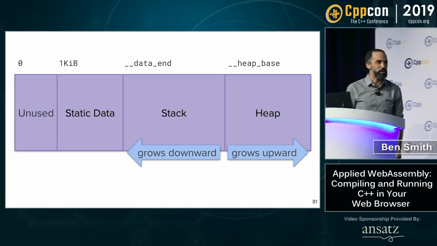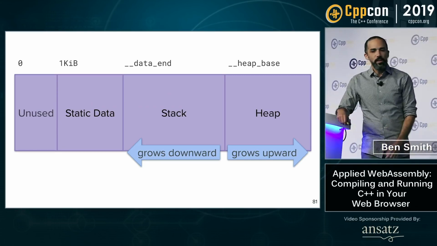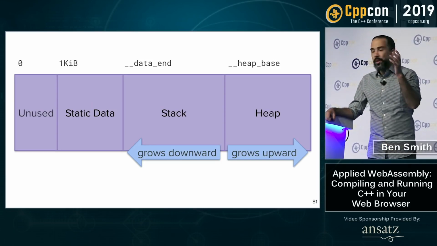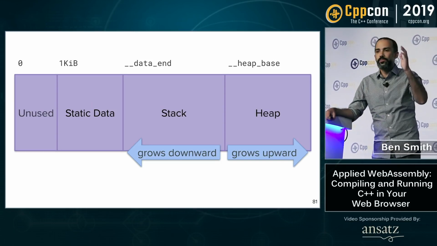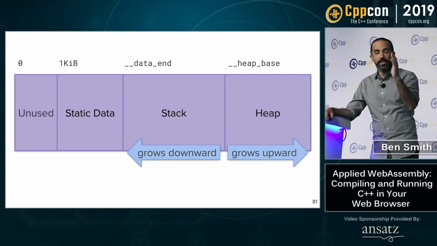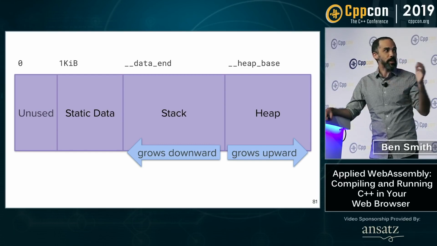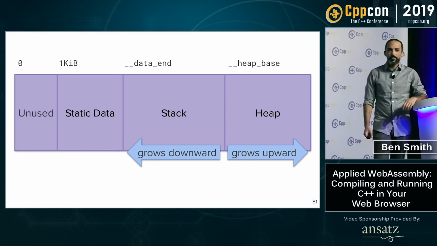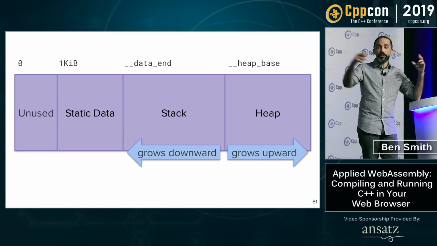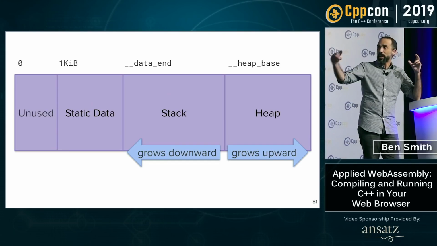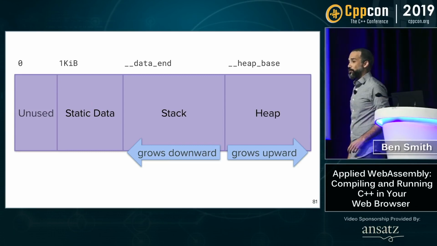You don't actually write over any of your static data. So then we start writing our static data at about 1K. We have data end, which represents the end of the stack. And then we have heap base, which represents the start of your heap. And you can see the stack grows downward, like all proper stacks do, and the heap grows upward. And the nice part here is that memory can actually grow. So we can grow the size of the WebAssembly memory, and then the heap will be allowed to expand out in that direction as well.